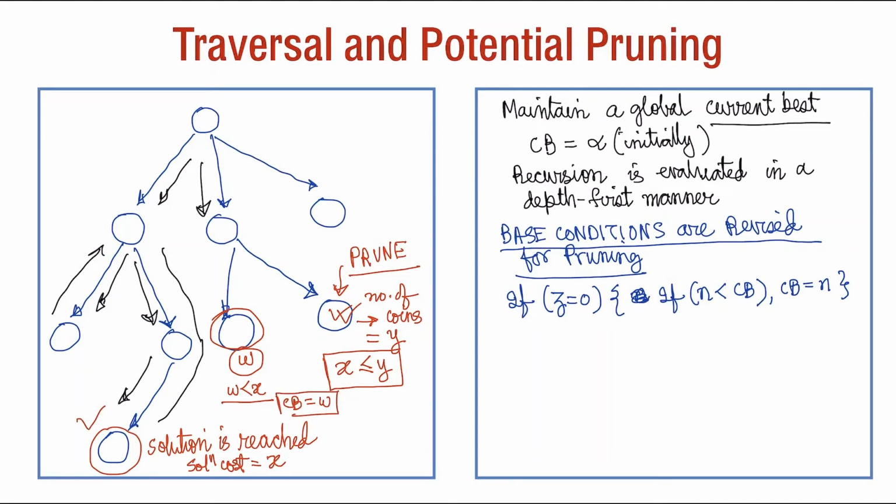Because we first initialized current best to infinity. When this is the first solution we got, current best became X. When this is the second solution we got, then current best became W. And if X is less than Y, obviously W will be less than Y, and we will prove this. So here is where we update the current best.